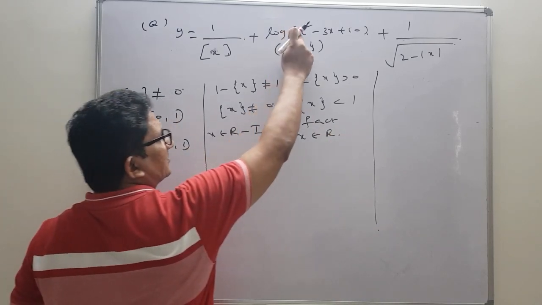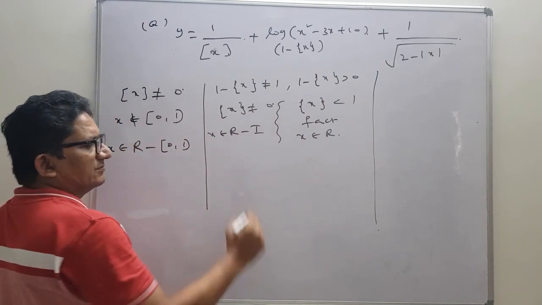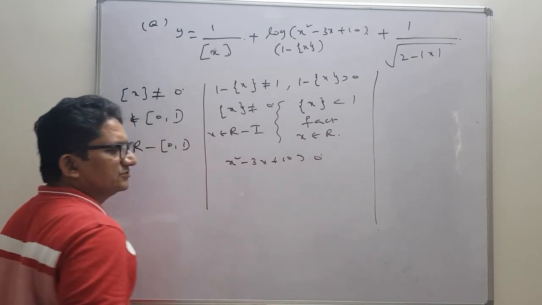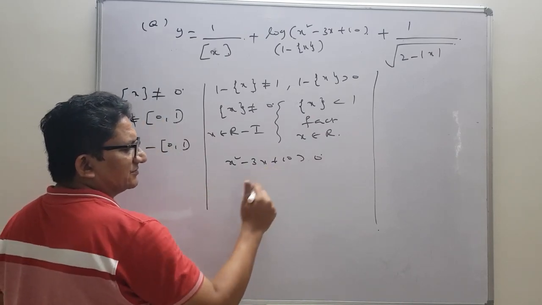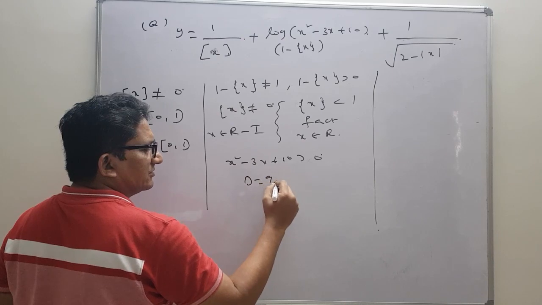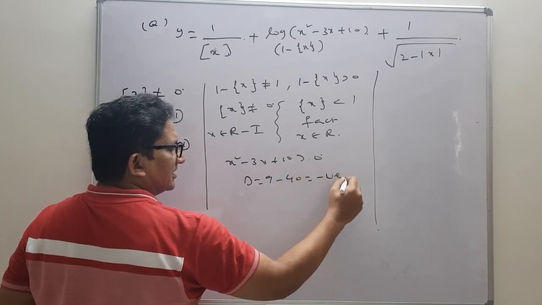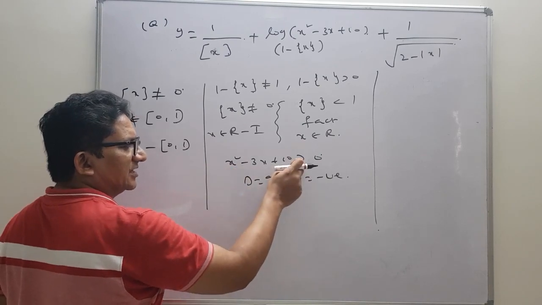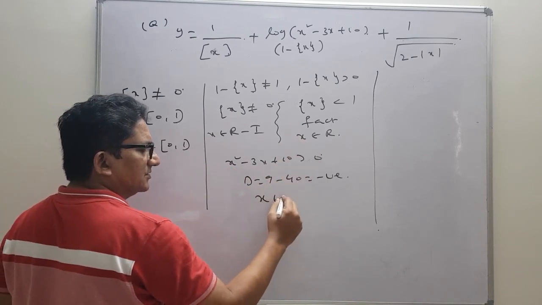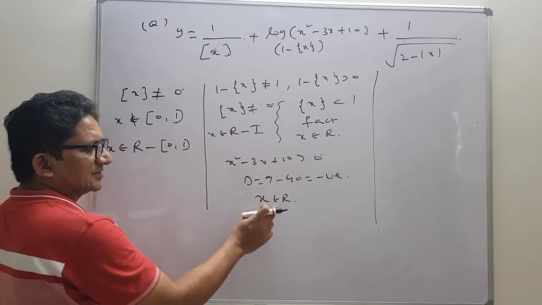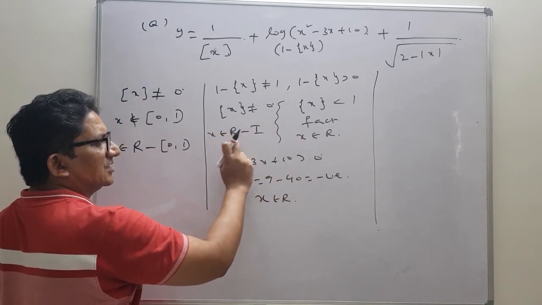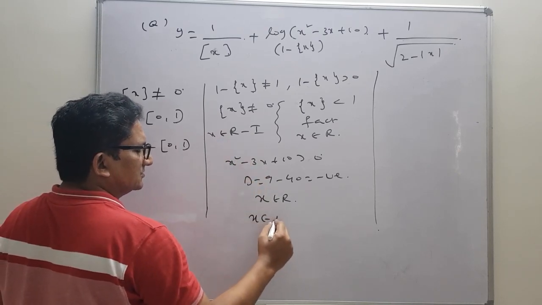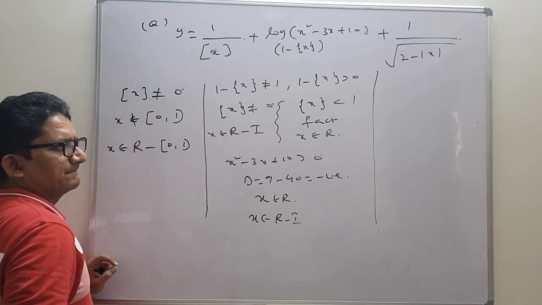Next we come to the logarithmic value, x square minus 3x plus 10; we need to maintain it as positive. Now we check the quadratic, so we go for the discriminant. The discriminant is b square minus 4ac, and clearly we are getting a negative value. The leading coefficient is positive and the discriminant is negative, so the given expression is positive. So x belongs to R. So the common part of these is x belongs to R minus I.